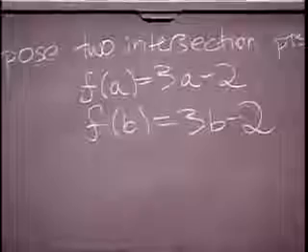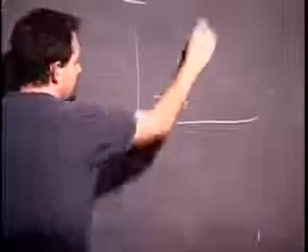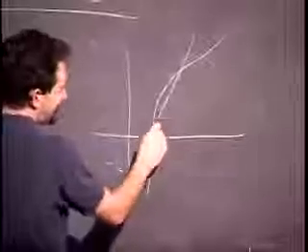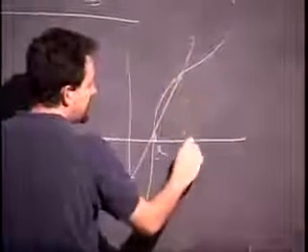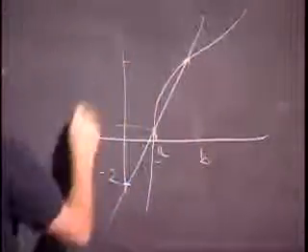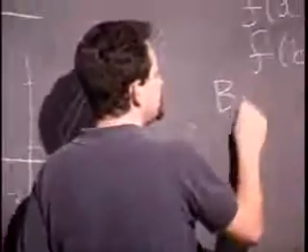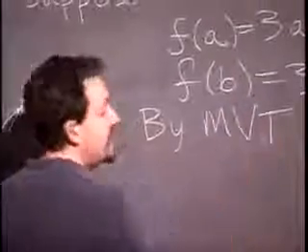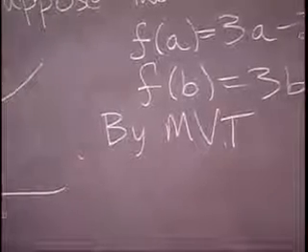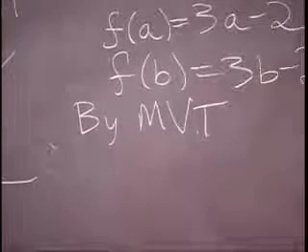How do I know that? Well, if I drew the graph of the situation, 3x minus 2 looks like this. And I'm saying that however your motion is, you intersected it twice, one at A and one at B. And of course, f of A is equal to 3A minus 2, and f of B, because these intersect, is 3b minus 2. Okay, so by the mean value theorem, and I'm going to call it MVT for now. Sometimes you see this abbreviation.